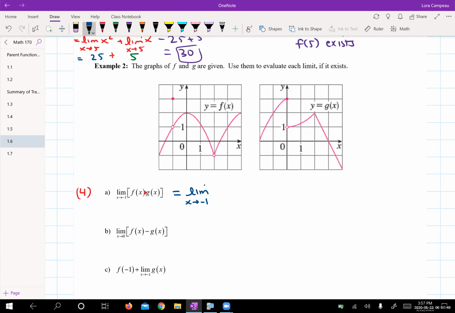We're looking at the limit as x approaches -1 of f of x, multiplying it by the limit as x approaches -1 as well of g of x. So this allows us to look at the two separate graphs to see if we were able to find some values for these. So what I'd like to pay attention to is what's actually happening around x equals -1.